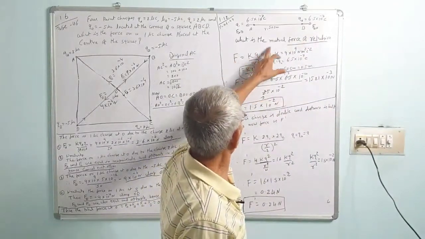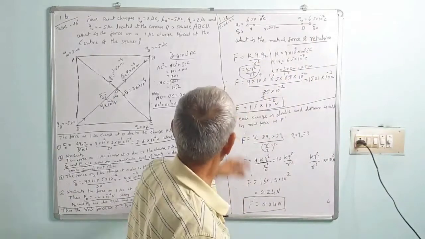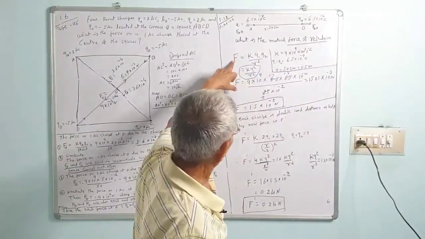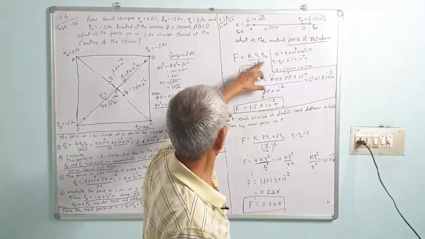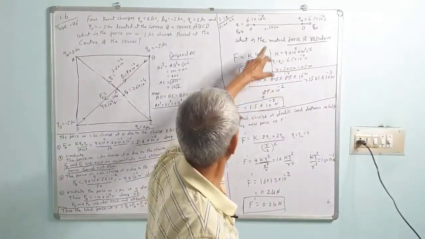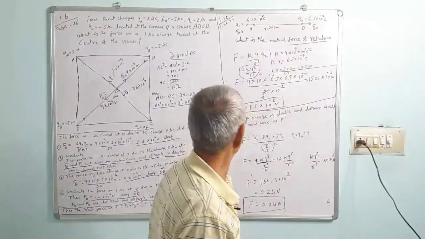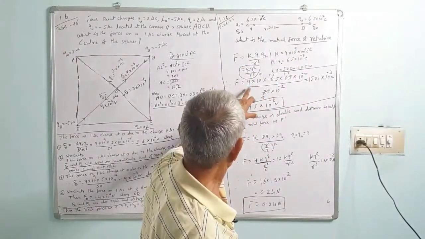Let us calculate the mutual force of repulsion. According to Coulomb's law, the force between two charges is given by F equals K Q1 Q2 upon R square. R is the separation, which is given as 50 centimeters. Introduce the values of each.